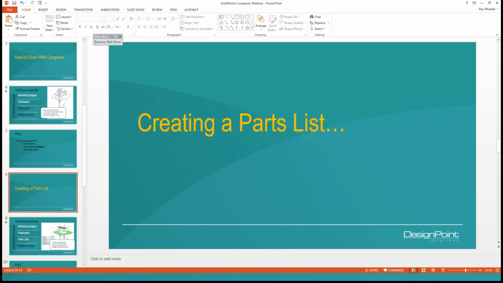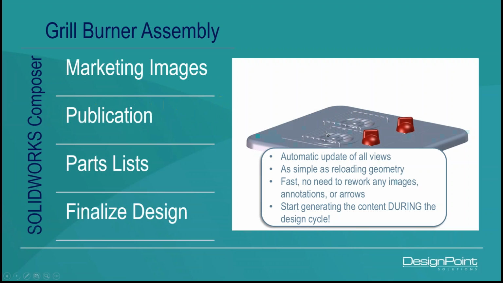So what we see, again, with Composer, is automatic update of all views from just an update command, so no need to rework your images. And again, the key with this is we're starting our content generation during the design cycle. We don't have to wait until all of our products are finalized. We're not waiting for prototypes to be created. We're ready to go as soon as we've got a structure of it, and we can start snapping views in Composer.